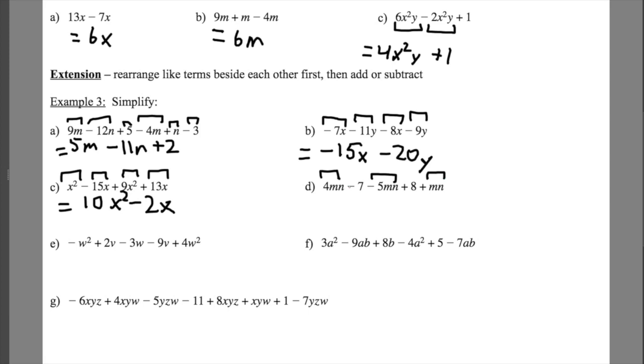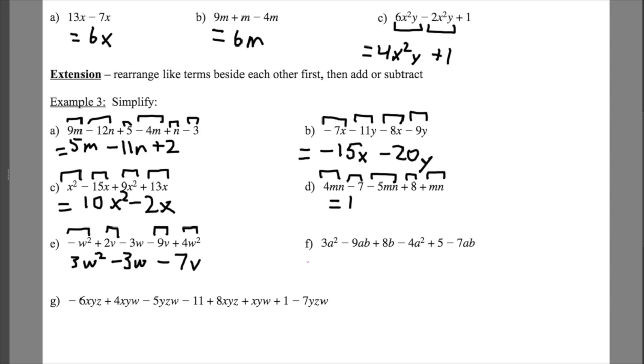For e, we have negative w squared, and we're looking for the other w squared. So negative w squared plus 4w squared gives you 3w squared. And then we're also going to write down the next w, so it'll be negative 3w. And then we'll take the other two, which are like terms, and put them together. So 2v minus 9v gets you negative 7v.